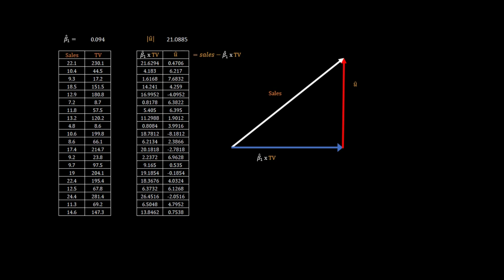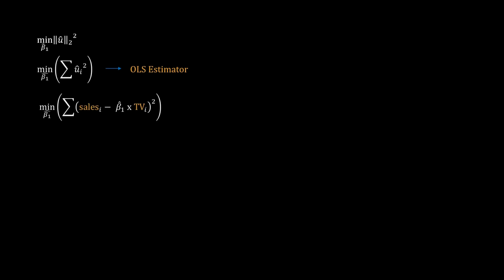Perfect. Now let's derive the exact mathematical formula for beta 1 hat. First off, when we minimize the length of the residual vector, we minimize the L2 norm, which is the square root of sum of squared residuals. We can ignore the square root for optimization purpose, as the solution will be the same. This objective function has a name. It's called the OLS estimator. OLS stands for ordinary least squares.